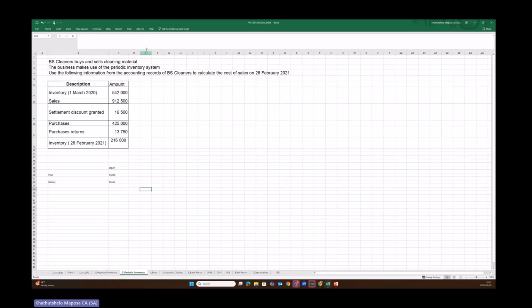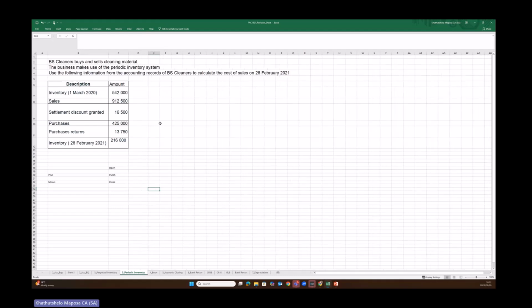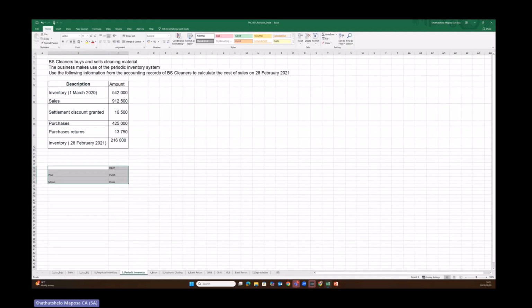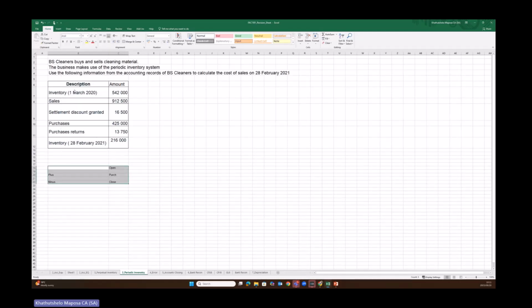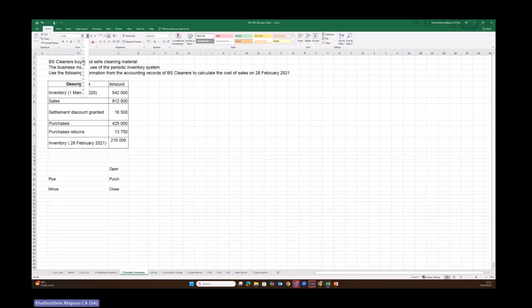Minus closing inventory. That is the formula which we use to calculate cost of sales at the end of the period when we are doing the stock count, the periodic inventory system. So who wants to volunteer to tell us what is the cost of sales here?